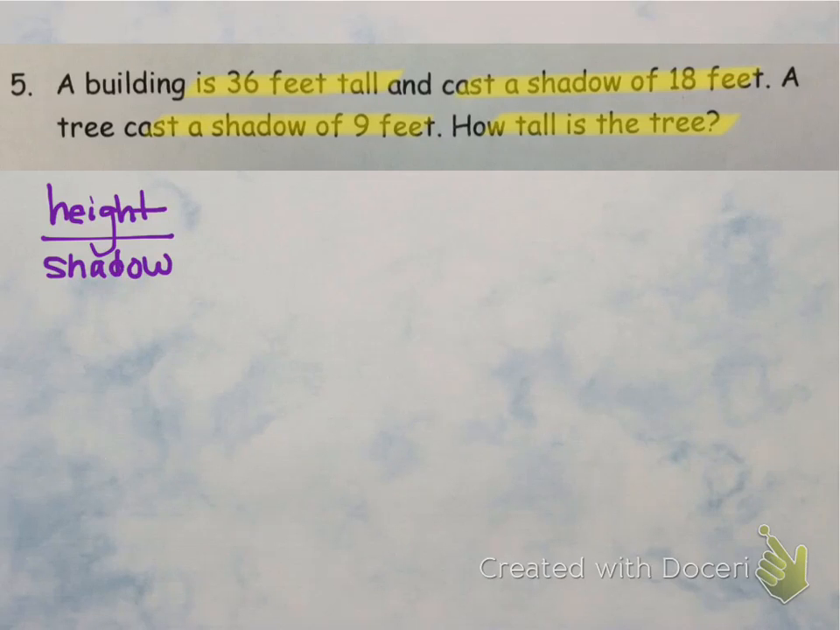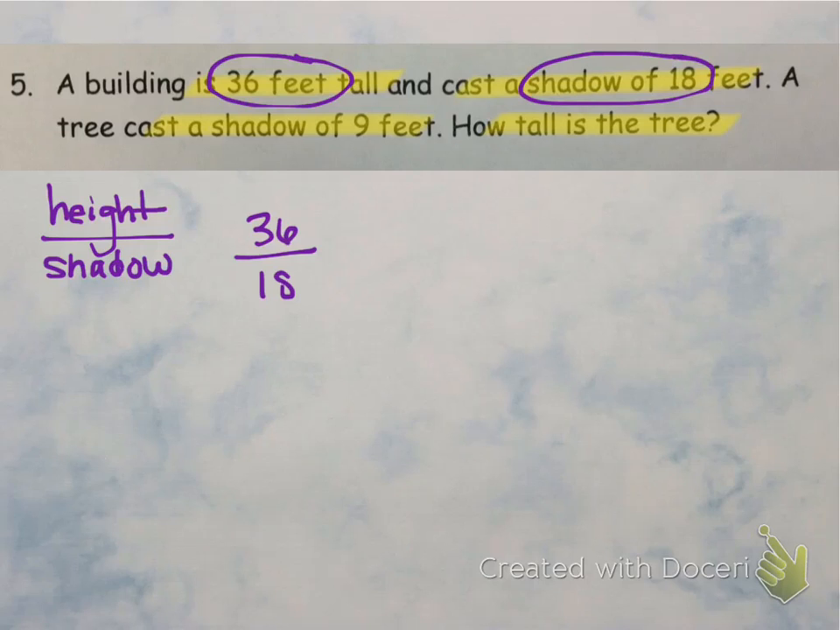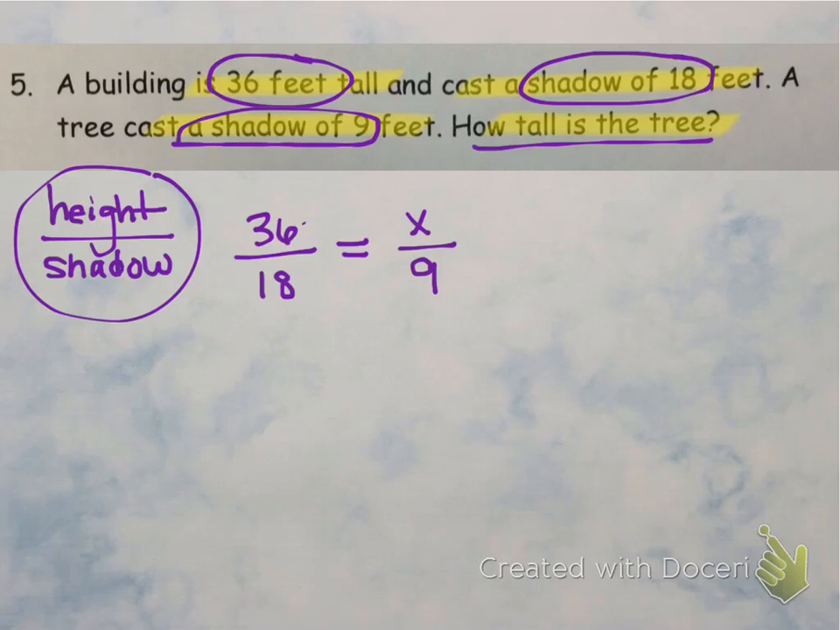So if we go back in the problem, we have a building's height of 36. I'm going to put that on top of my ratio. And its shadow of 18. I'm going to put that on the bottom of my ratio. And we're saying that these are similar. So this building's height and shadow is similar to a tree's height of x, because it's asking how tall the tree is, and its shadow of 9. So height over shadow, 36 over 18 equals x over 9. So because these are similar, we're able to find x in this proportion.